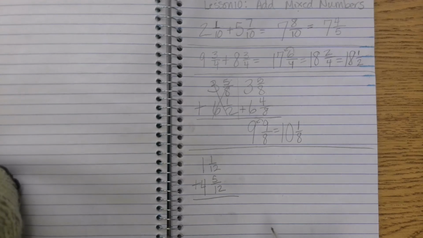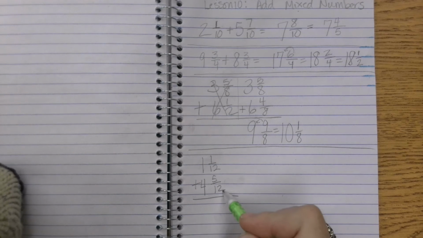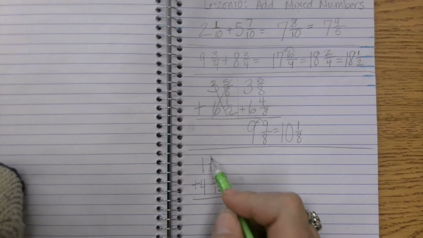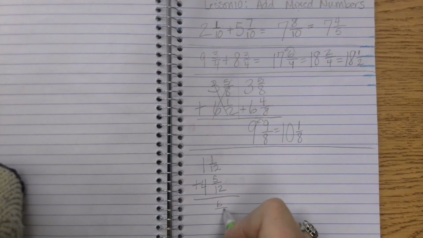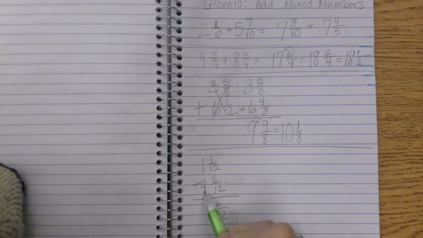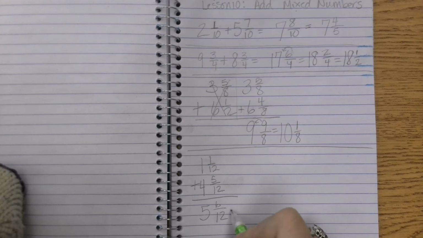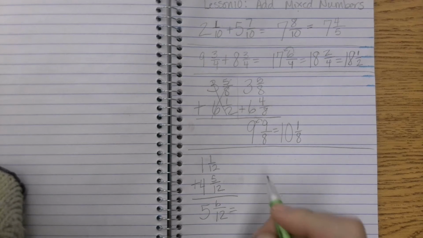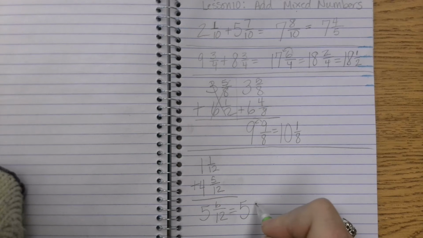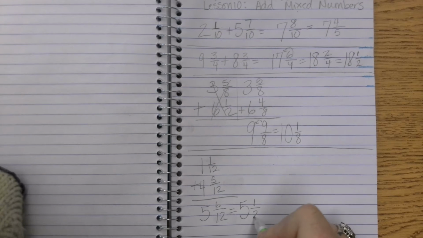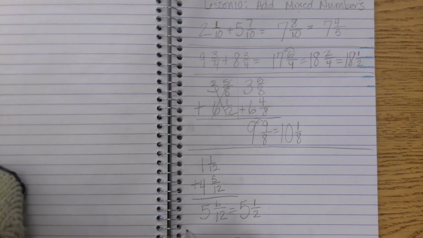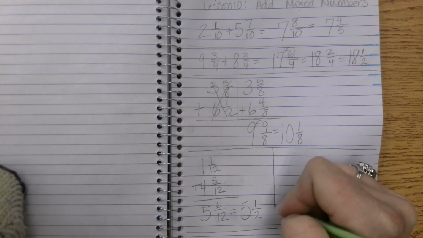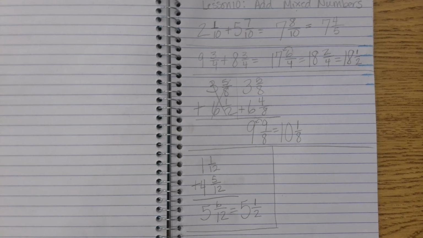This one doesn't look like it's going to be that bad. Matching denominators, great. So now 1 plus 5 is 6/12. 1 plus 4 is 5. But 6/12 can definitely be simplified. 6 can go into both of these numbers. So 6 goes into 6 once. 6 goes into 12 twice. So that's my number there. So that's a nice, easy one.